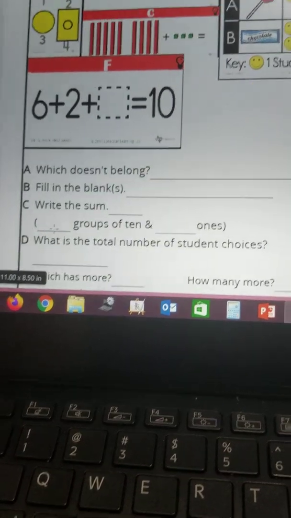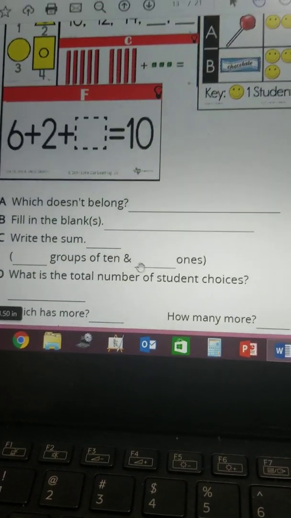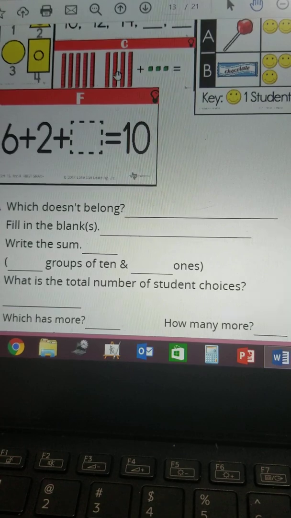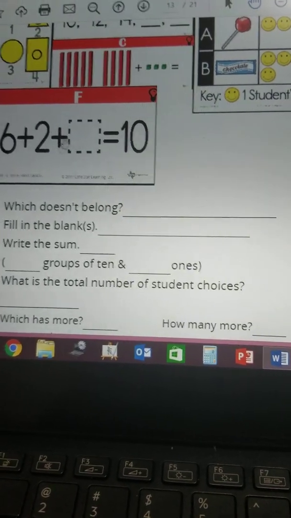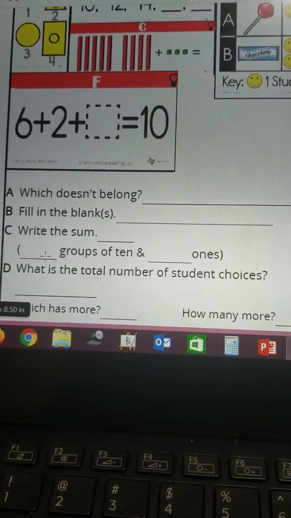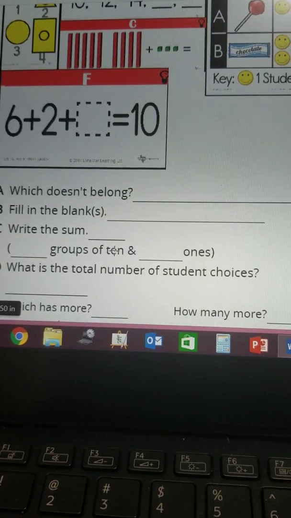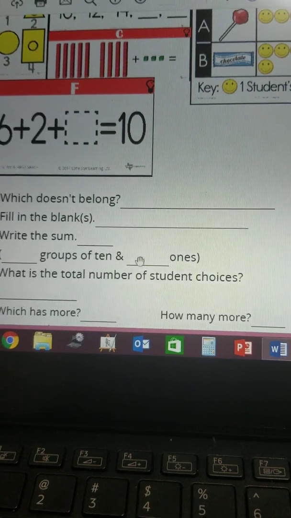Then it's asking you, how many groups of tens do you have and how many groups of ones? Well, which ones are your tens? That's right, the rods. So how many rods do you have? I'm just going to go right here because those are our groups of tens. And our units are going to be our ones.